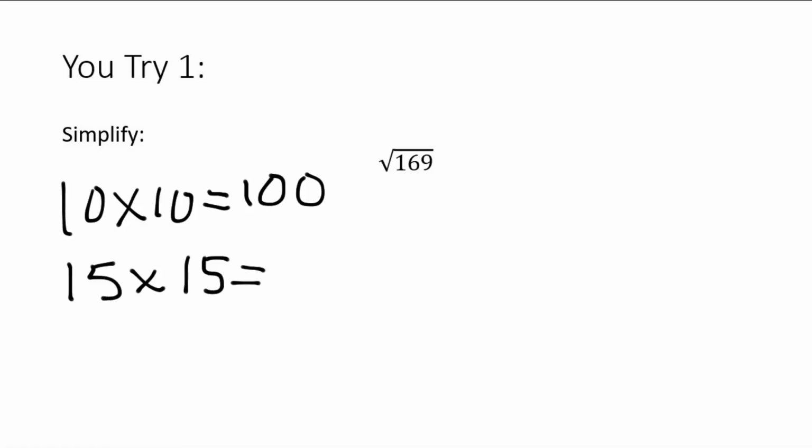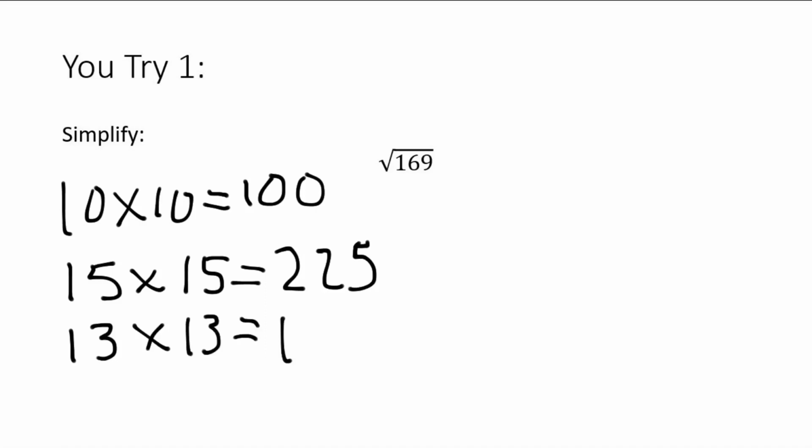I'm going to pull up my Casio FX260 Solar. 225. Okay, let's try 13. 13 times 13 is 169. So the square root of 169 is equal to 13. There we go. It's that simple. Let's try this one. This one's really big, 625.